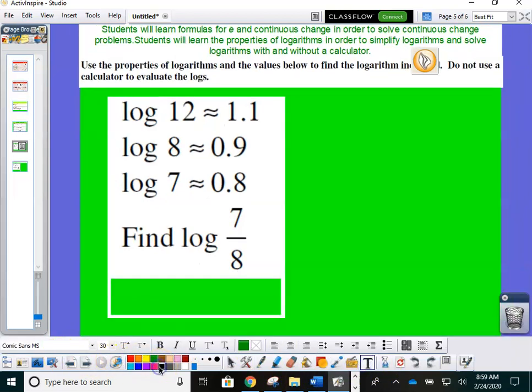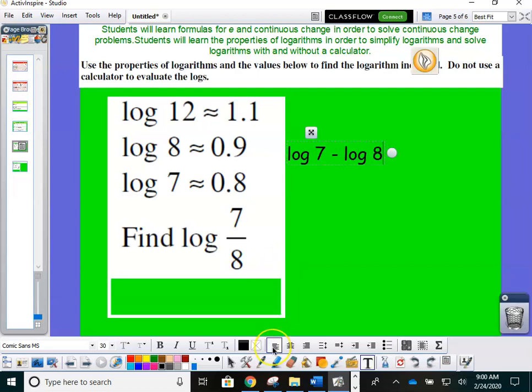So you could say, well, I could rewrite this as the log of 7 minus the log of 8.